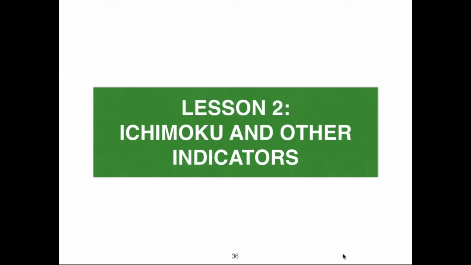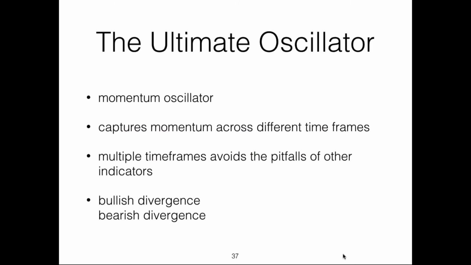Lesson 2 of Part 4 is about using Ichimoku and other indicators. For this lesson, we will use the ultimate oscillator with Ichimoku. You will find this oscillator in your charts. You may also use other indicators like the RSI or the stochastics if the ultimate oscillator is not provided by your broker's charts. I choose the ultimate oscillator because unlike the RSI or other indicators, the ultimate oscillator captures momentum on all different time frames.